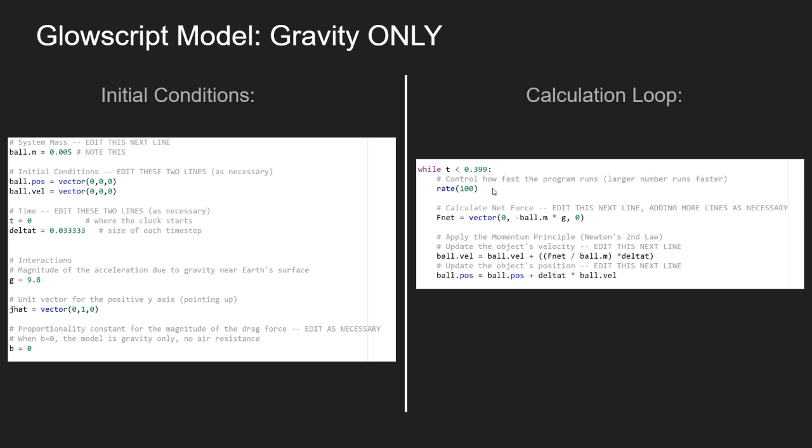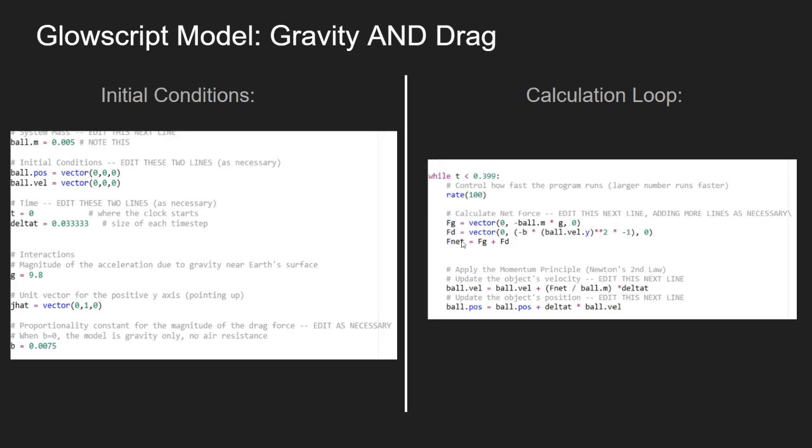In the calculation loop, I had t less than 0.399. I did this instead of 0.4 because it kept going past 0.4, and I didn't want that extra data point. The only force here is gravity, so gravity does equal F net, and then these are the velocity and position update formulas here. Next, I have the conditions and loop for the gravity and drag model.